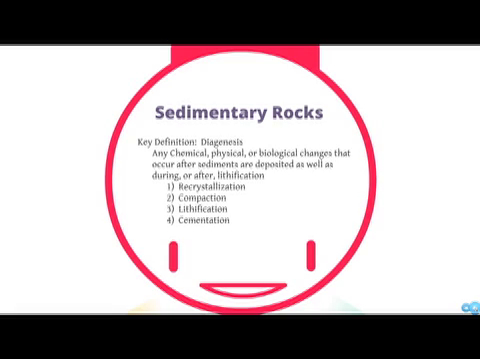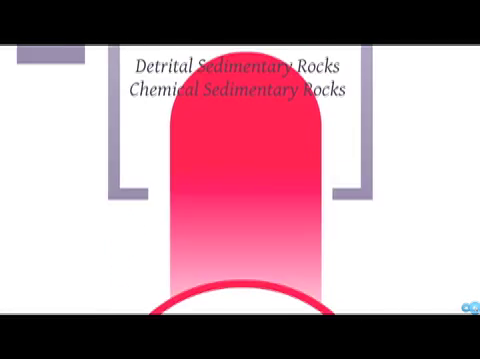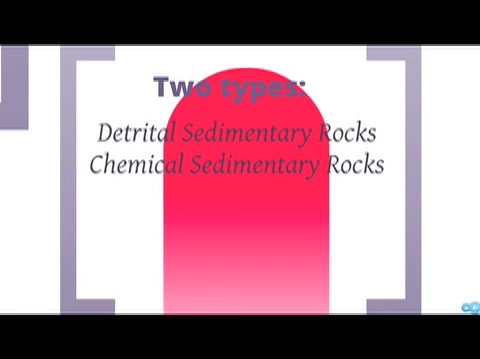Genesis, of course, meaning the formation of something. So diagenesis is any chemical, physical, or biological changes that occur after sediments are deposited, as well as during or after lithification. Lithification is the actual turning of something into a rock, essentially. Some of these diagenetic processes include recrystallization, compaction, lithification, and cementation.